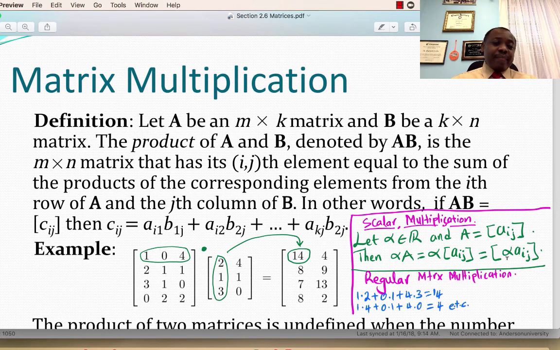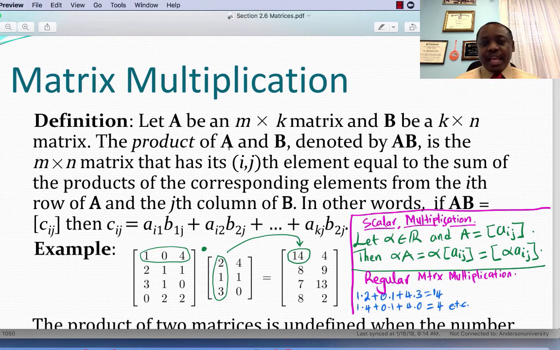Now, regular matrix multiplication. Let A be the matrix with dimension m by k, and let B be the matrix with dimension k by n. We can discuss the product A times B. Observe that A times B is feasible if and only if the number of columns of A equals the number of rows of B. So K must be equal to K, and the result is going to be an M by N.